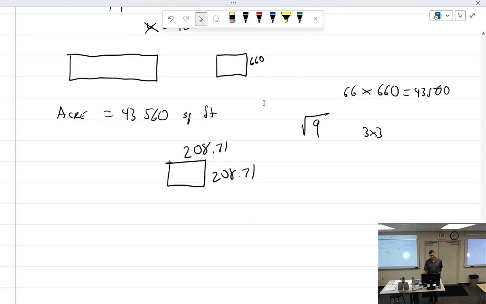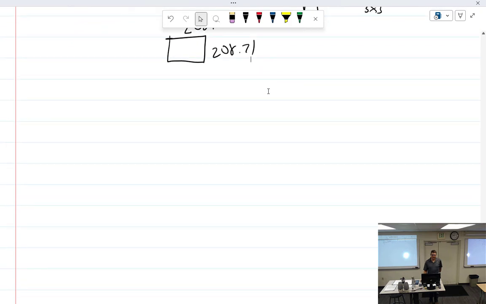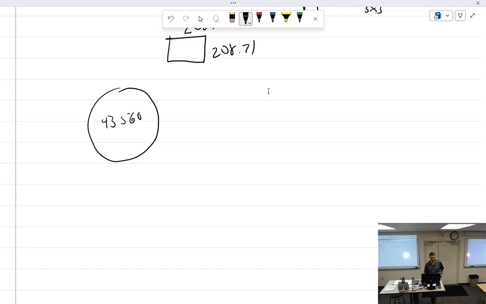All right, then the other question says, what if it's a circle? And if you're flying around, you now see that there's a lot of circle crops growing. And so that's simple. We want to know a circle, and this area is 43,560. And I'm asking, what is the diameter or the radius? The radius is this right here.